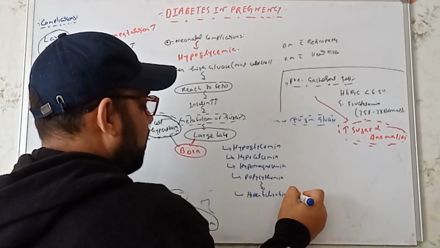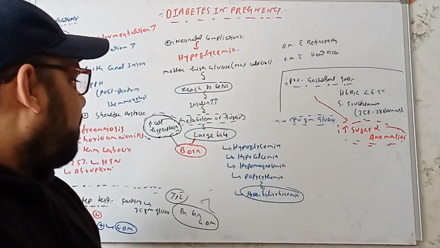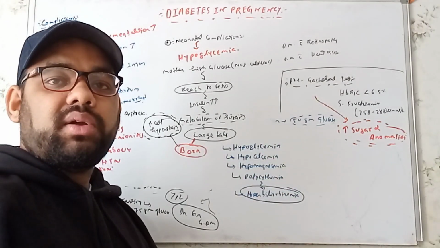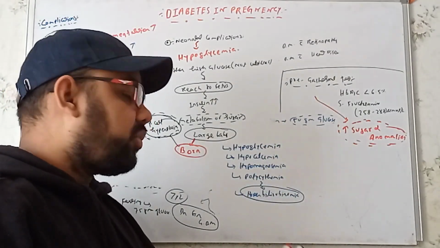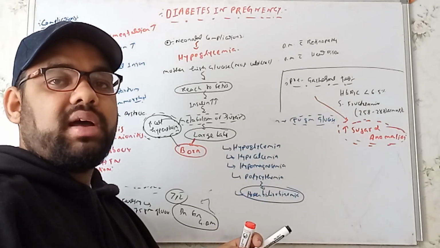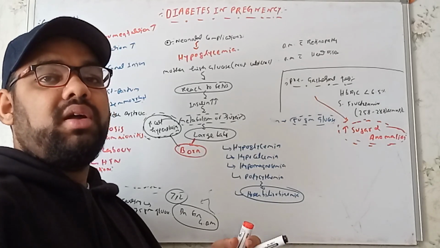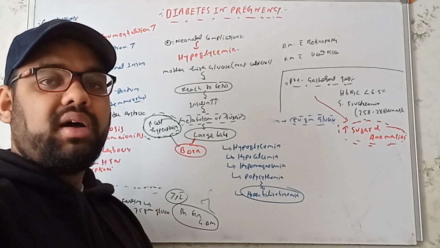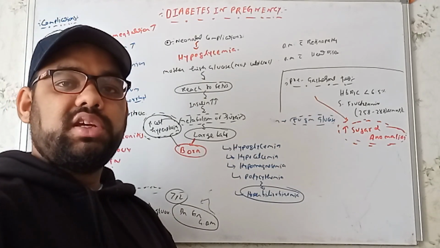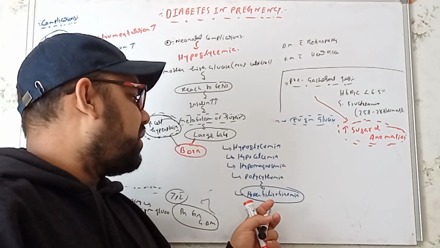Hyperbilirubinemia. In these cases, try to understand the sequence over here. What are the complications we can get? We can see hypoglycemia, hypocalcemia, hypomagnesemia, and polycythemia, because in these conditions the bone marrow will be stimulated and will start producing more RBCs, which will lead to polycythemia. And whenever we get polycythemia, that will result in hyperbilirubinemia, right?